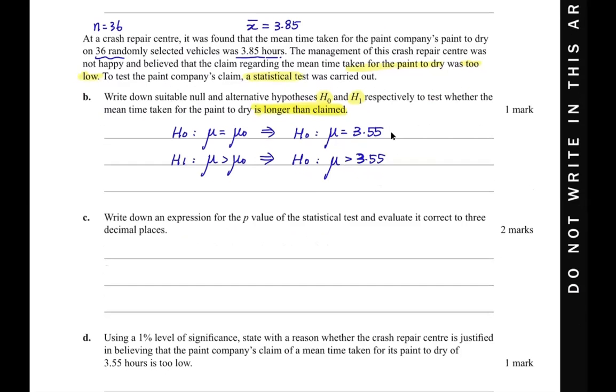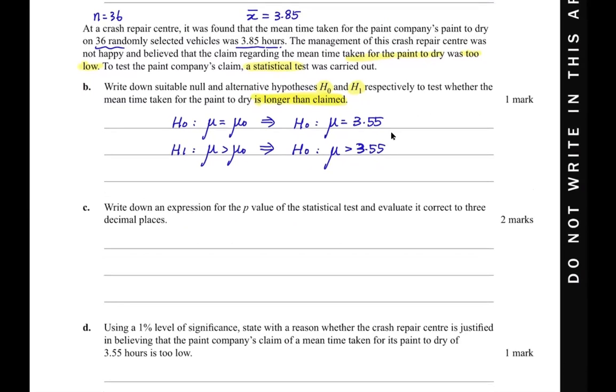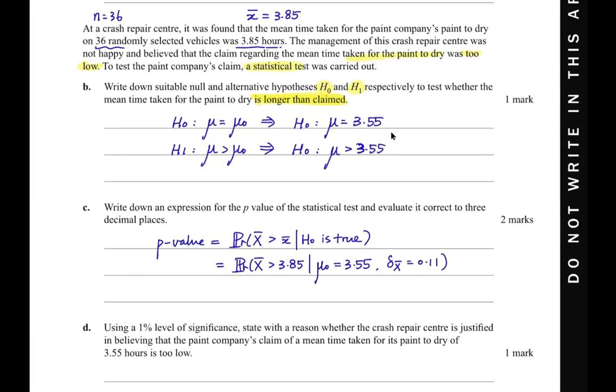Write down an expression for the p-value for the statistical test and evaluate it correct to 3 decimal places. So your p-value is actually the probability of X bar greater than the sample mean small x bar, given that H0 is true. So probability capital X bar is greater than 3.85, given that mu 0 is 3.55 and standard deviation is 0.11.